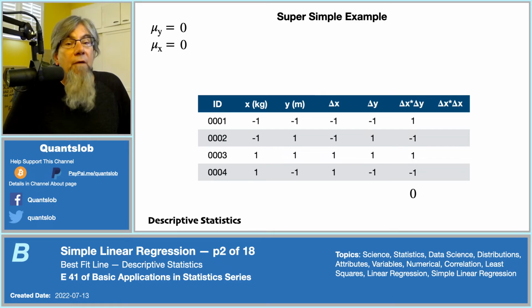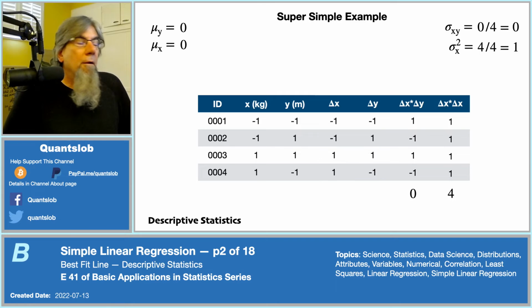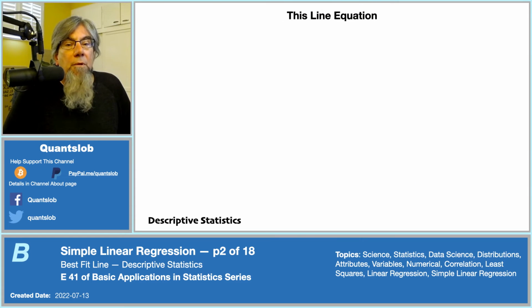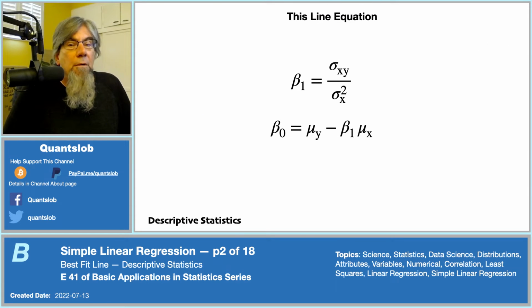For the population variance of x, -1 times -1 is 1. 1 times 1 is 1. We sum up all these squares and we get 4. So 0 divided by 4, the population size, is 0. 4 divided by 4 is 1. Easy enough. Our x-y covariance is 0. Our x variance is 1. So we just keep turning the crank and solve for our population parameter slope and our population parameter, the y-intercept.